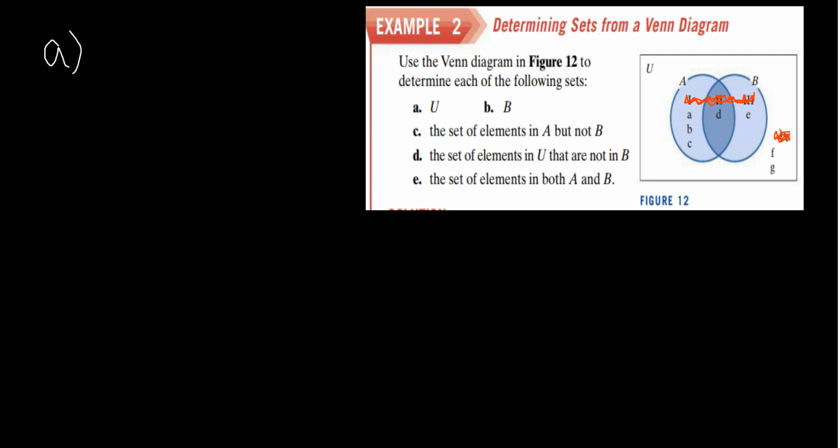But anyways, let's move on. So what are the elements in set U? Okay, so again, U is everything. It's the universal set. So I'm just going to list every single thing that we see in this box.